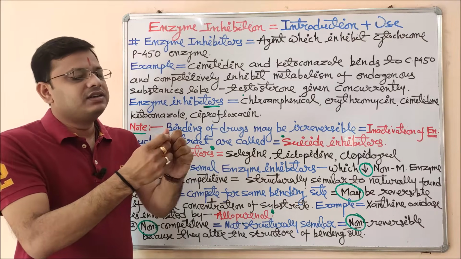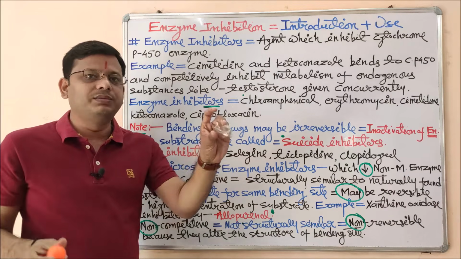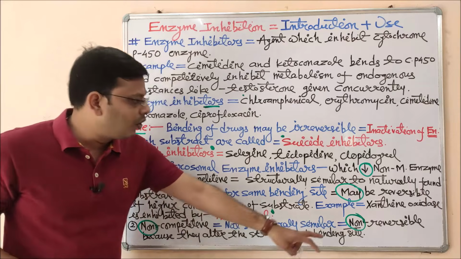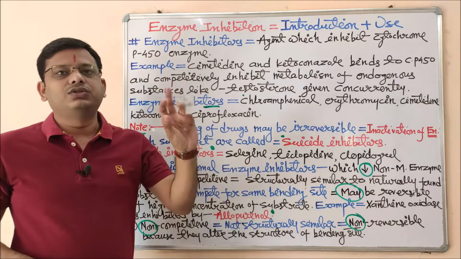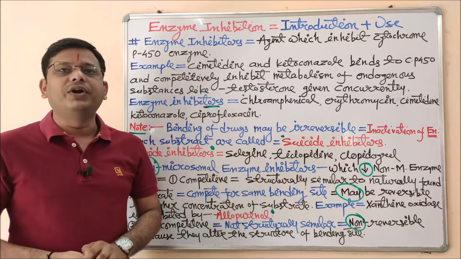The structure gets damaged. Then how will this drug occupy it? That is not possible, because of the destruction of the binding site. That is why this is called a non-reversible process. So this is a simple explanation of competitive and non-competitive inhibitors.